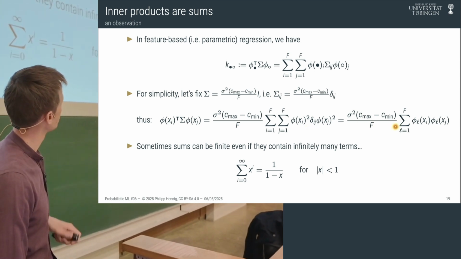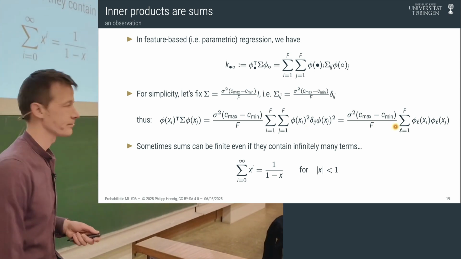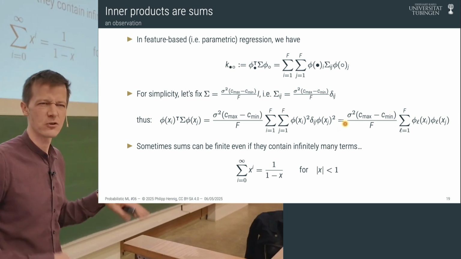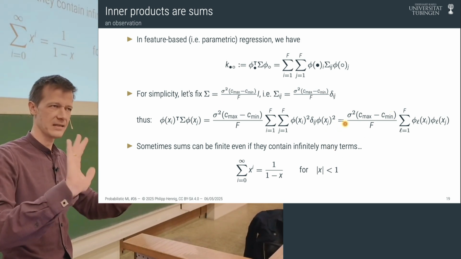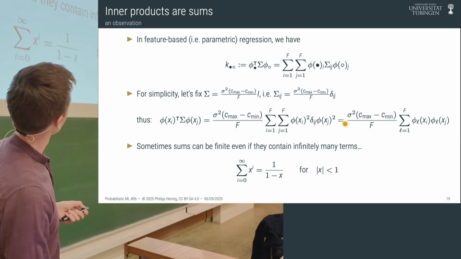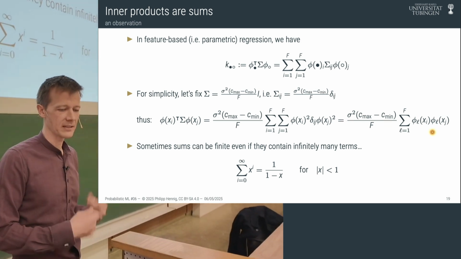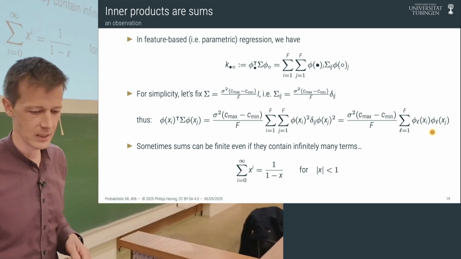So now we just need to do this. That's what our kernel is. So we have a constant outside that we can play with. We can use it to make things stay nice and convergent. And we have a sum over features. So far, there are finitely many features.